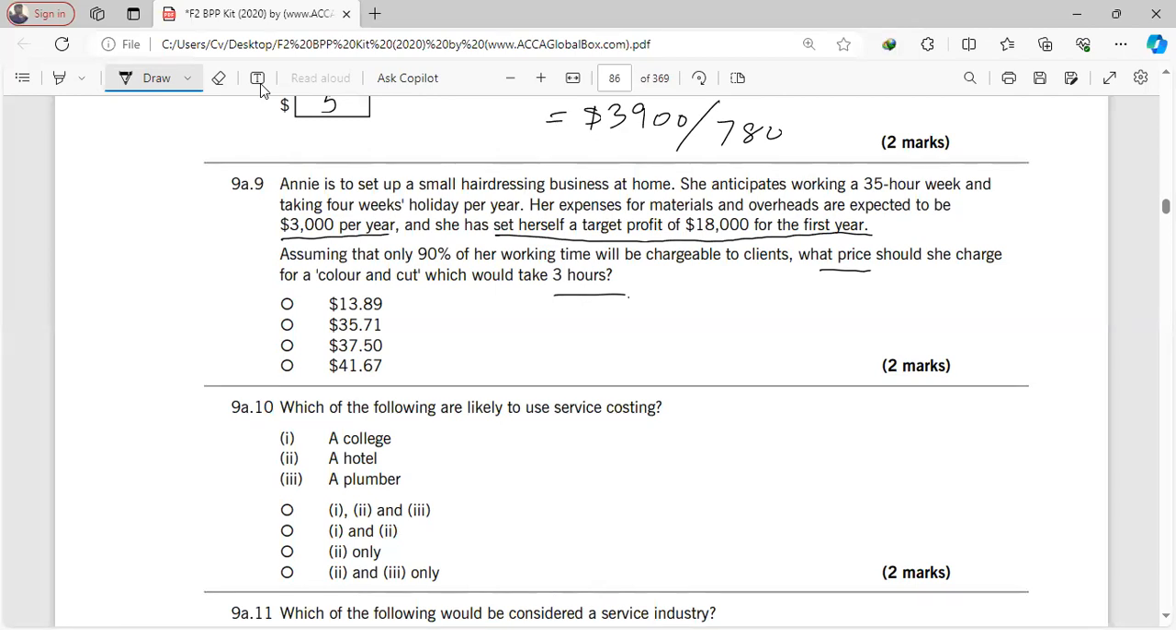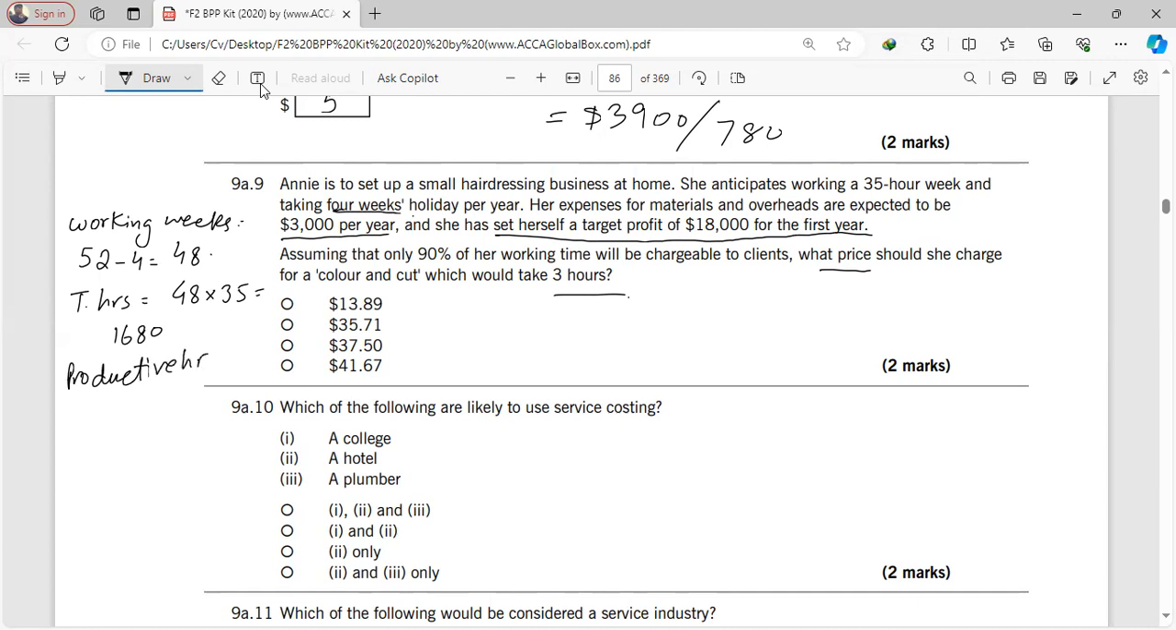Okay, so there is a 35-hour week and 4 weeks of holiday. First of all, we need to determine the working weeks. Out of 52, 4 will be off, so 48 weeks are the working weeks. Now total hours is equal to 48 into 35, which is 1680 hours. He says that productive time will be 90%, so productive hours is equal to 1680 into 0.90, which is 1512.